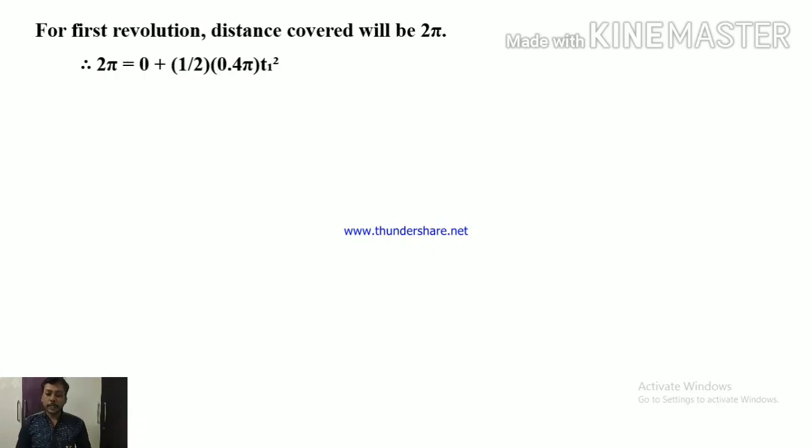From this, if we rearrange and solve it, we get t1 square is equal to 10. Then taking the square root on both sides, t1 is equal to root 10 seconds, and the square root of 10 is 3.16. So t1 is equal to 3.16 seconds. That is the time required to complete the first revolution.